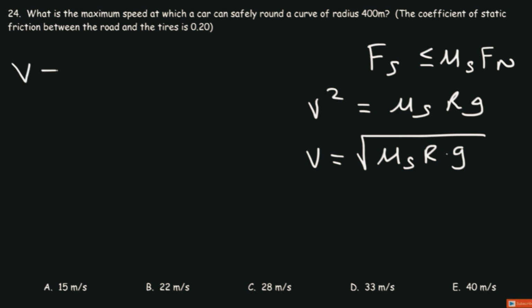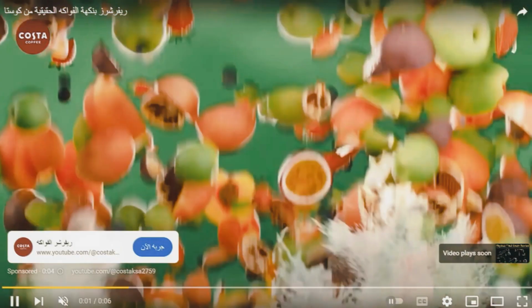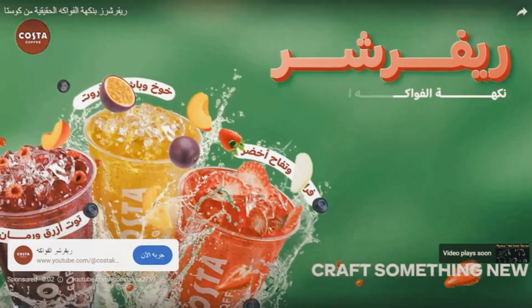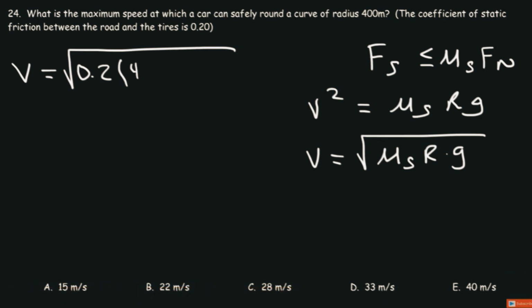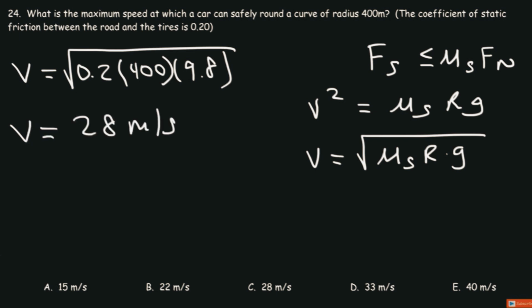In this example, mu s is 0.4, the radius is 100, and g is 9.8. So the maximum speed is 28 meters per second. Therefore, C is the right answer, 25.